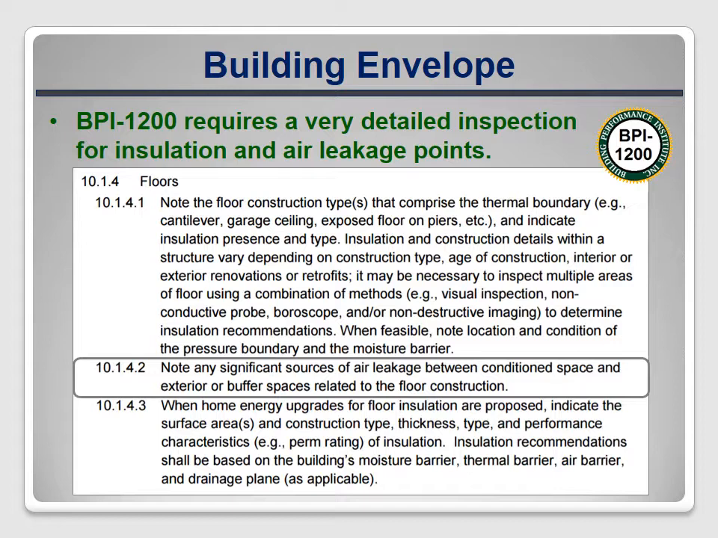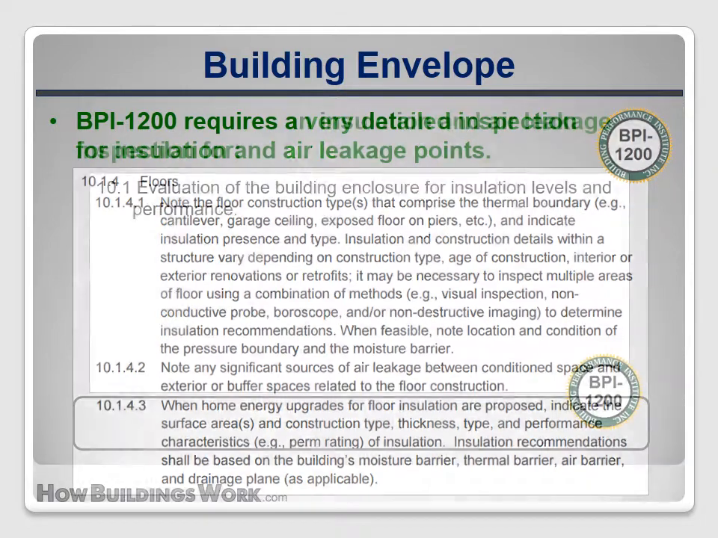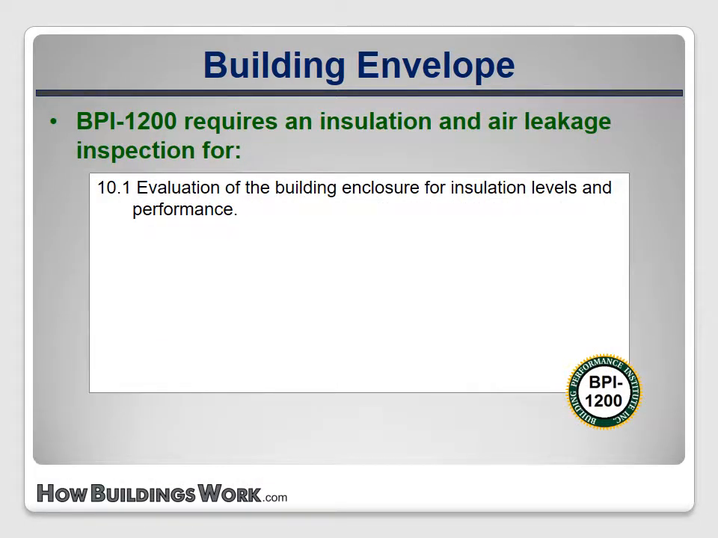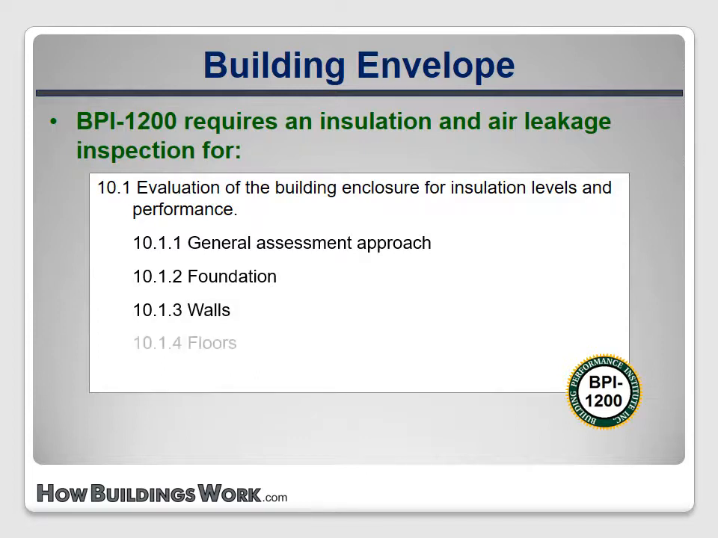You should notice that all of this information is very qualitative. Is it there? And if so, where is it? The last section states that the auditor only needs to make a quantitative assessment, meaning assigning thicknesses, R values, and perm ratings if upgrades to that assembly are proposed. BPI 1200 includes this type of insulation and air leakage assessment for 4 different assemblies: the foundation, the walls, the floors, and any attics that are present.